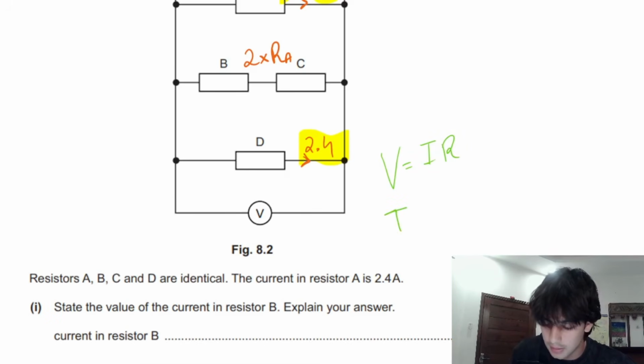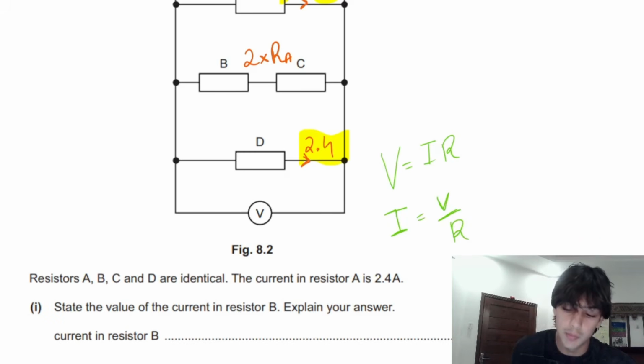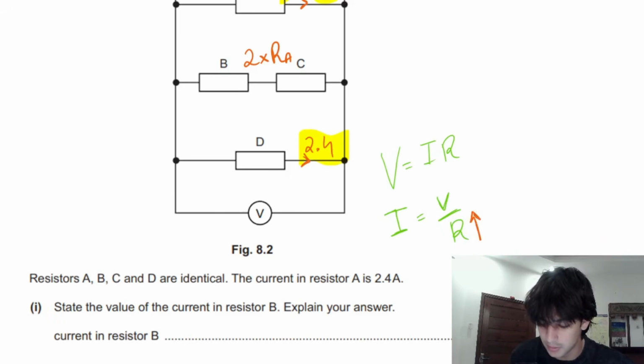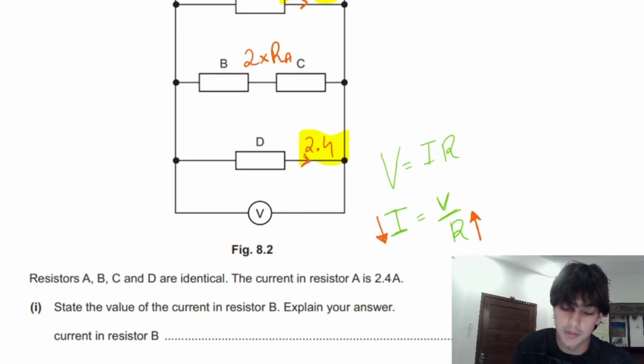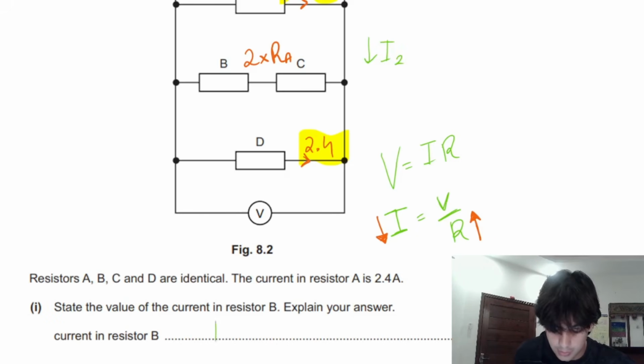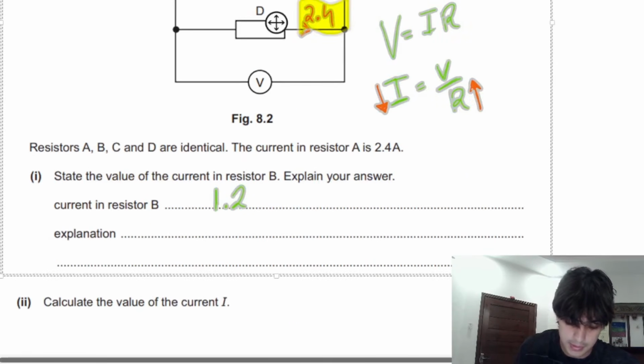We know that I is equal to V divided by R. And over here, we can see an inverse proportionality, which essentially means that if the resistance were to increase, the current decreases. So over here, we'll see that since the resistance increases by 2, the current should also decrease by 2, okay? So we're going to say that the current in resistor B is 1.2, and the reason is because the resistors in series double up.